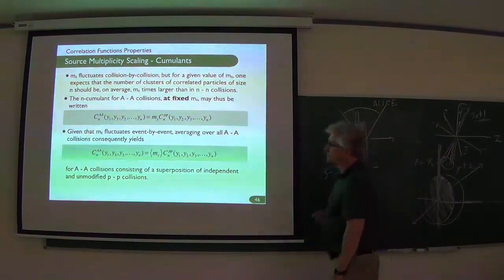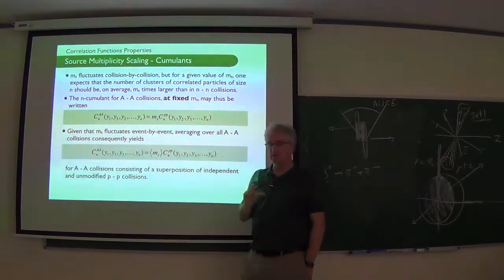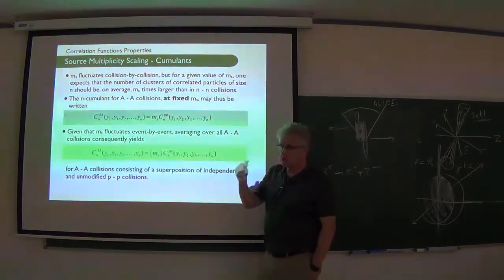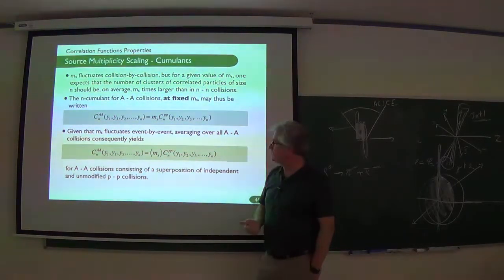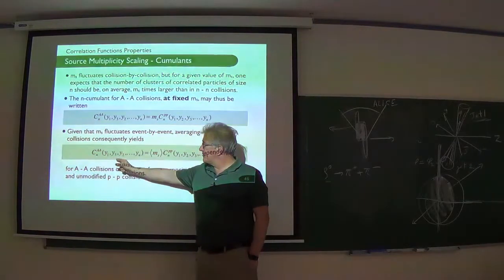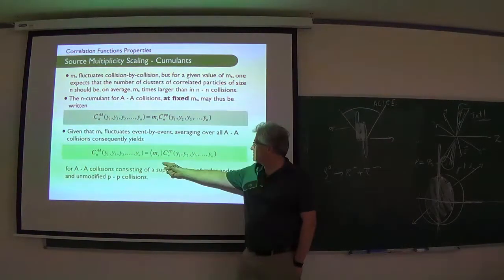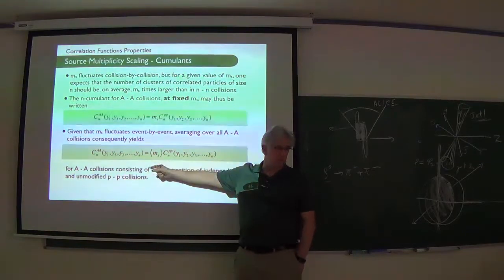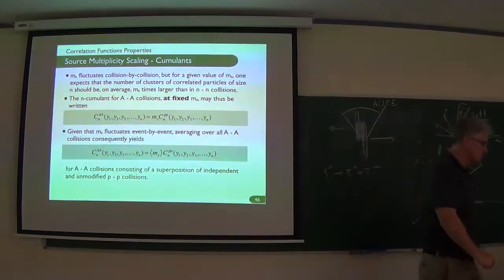So if there was nothing interesting happening in these collisions, no QGP, no collectivity, nothing whatsoever, I would see that the cumulants that I find in AA collisions would be strictly related, with a factor of N, the average number of sources.